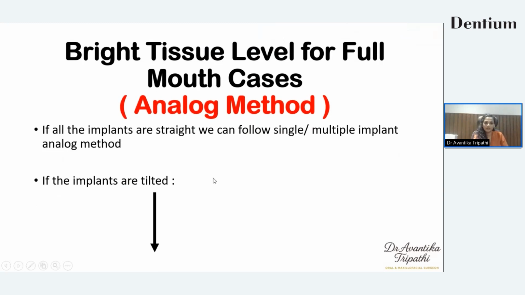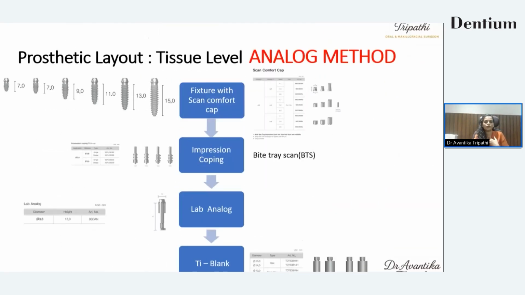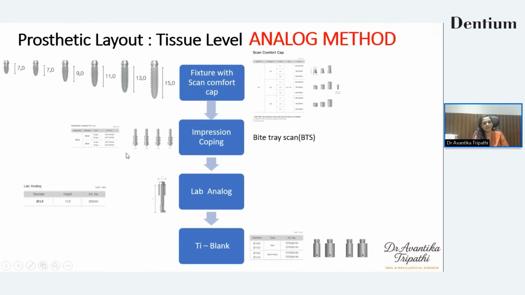In tissue level implants also, if I'm going to use the analog method and I'm going to place the implants in a tilted manner, then I'm going to follow the same protocol. After making the impression it will go to the lab and the lab person is going to scan it. After scanning, he will follow the complete digital protocol. He will customize the prosthesis using the TI blank. So whenever, in full arch cases, I'm going to place implants in tilted fashion, I need to use TI blank to do the angle correction.